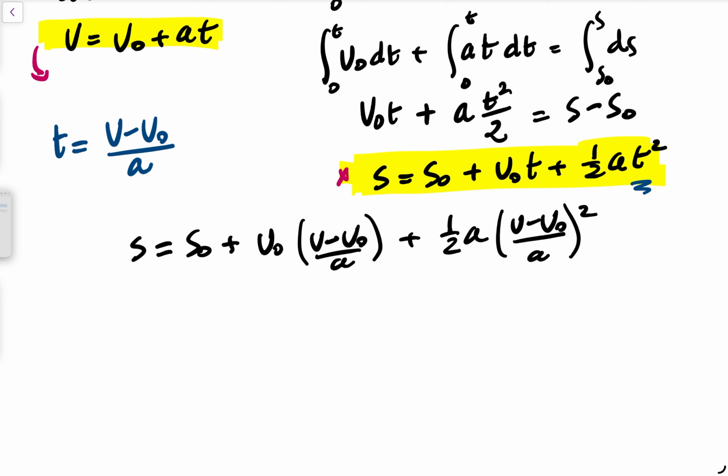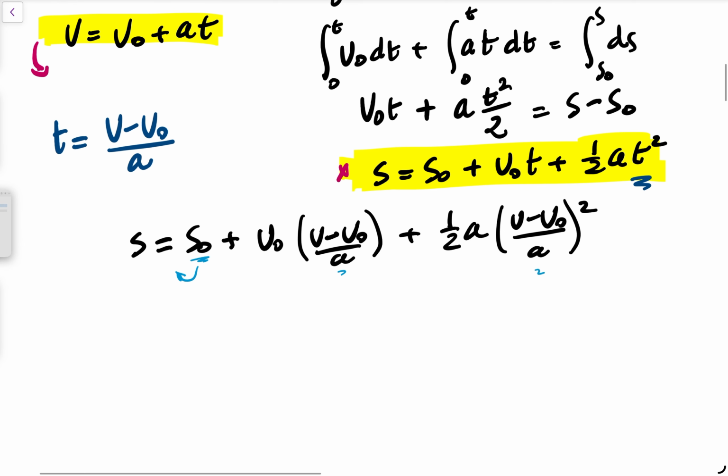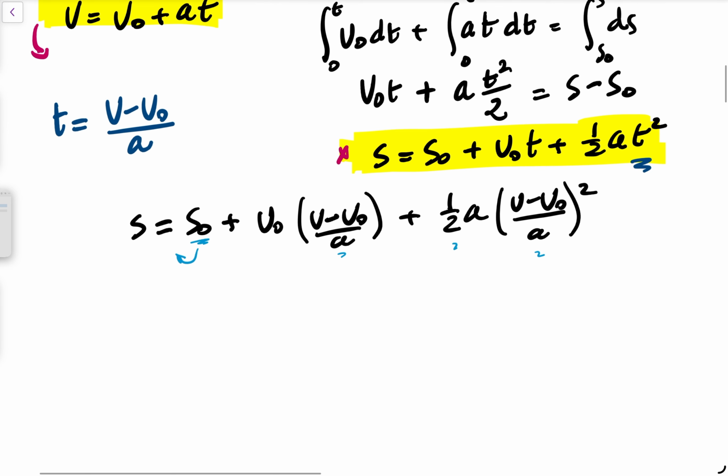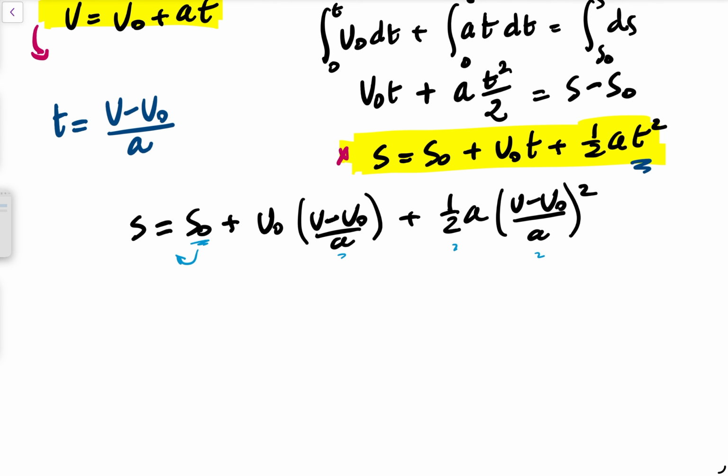I'll just talk through the steps. If you want to take a little bit of time and work through this, it's good practice in algebra. I'm going to talk through what I'm going to do and combine a couple of steps together. I'm going to move this to the other side, and if I move that to the other side, I've got to divide by a and divide by a squared over here. So I'm going to multiply the whole thing by a. And then I'm also going to multiply the whole thing by 2 to get rid of that half there.